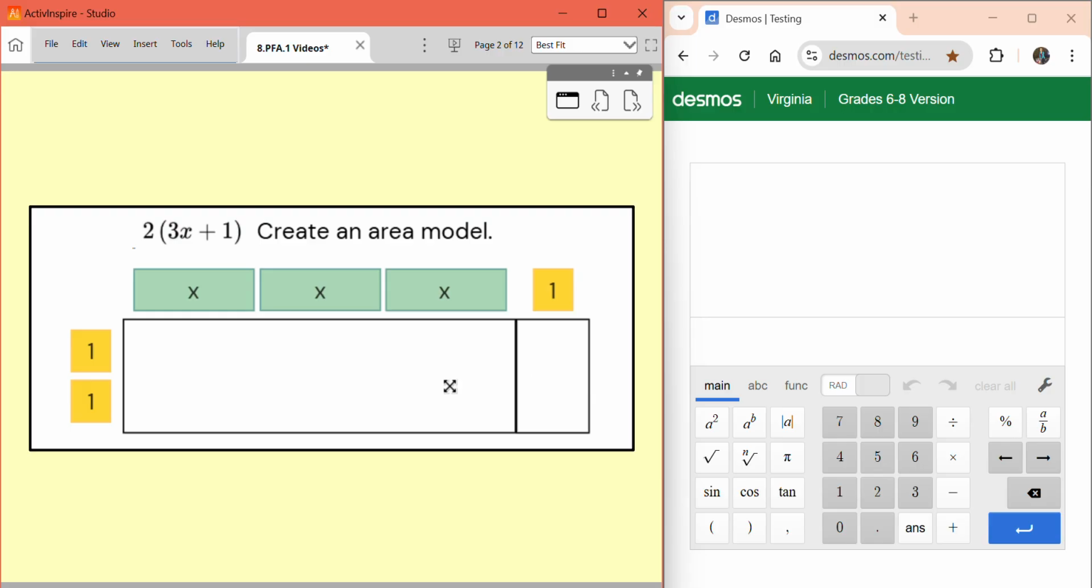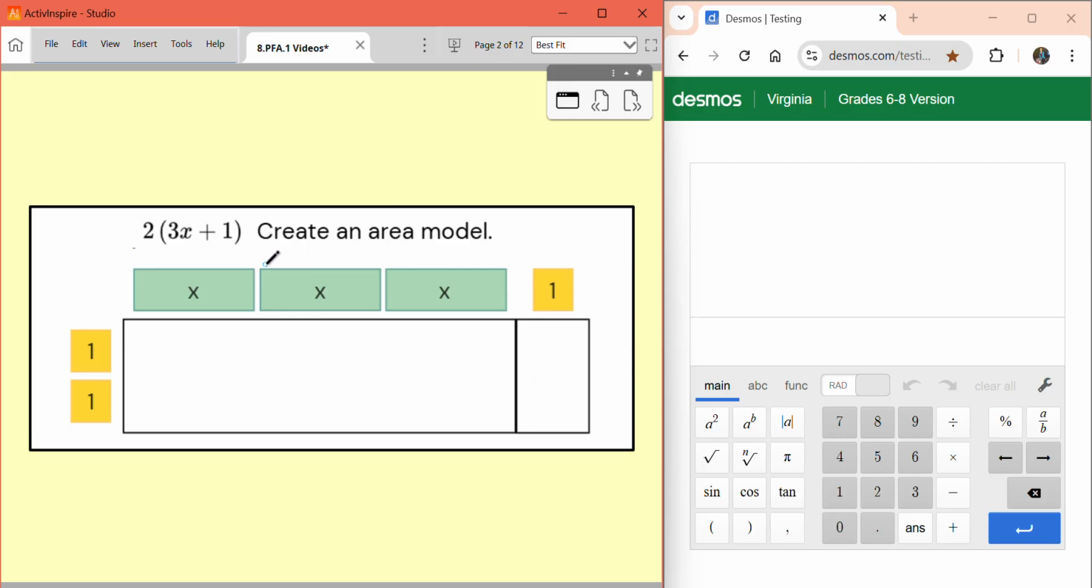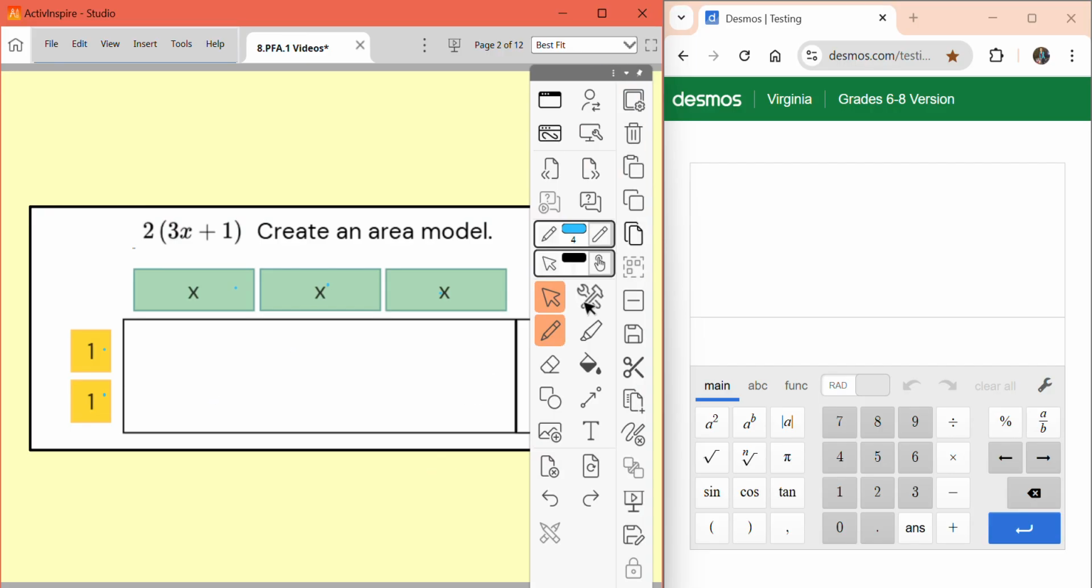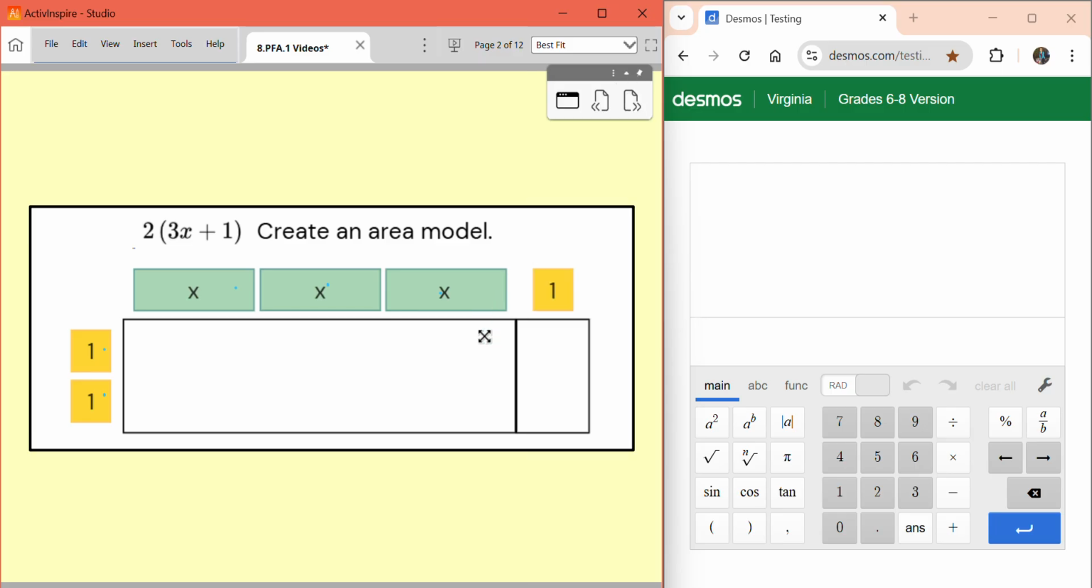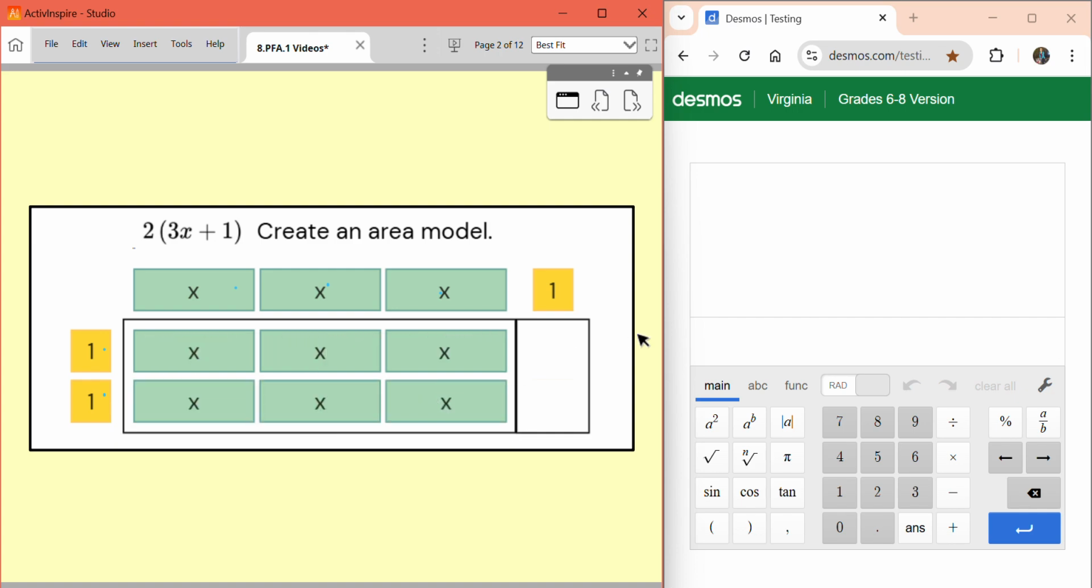and all we're going to do is fill in these other 2 rectangles with as many tiles as we need to fill that area. So let me show you what I mean. If I've got 3 x's across the top here, and I've got 2 rows of 1, basically I want to know how many x's I'm going to be able to fit into this area. I'm sure a lot of you already know the answer, but I'm going to be able to fit 6. So I can do 3 across the top and then 3 across the bottom, which makes sense because 2 times 3 is 6.